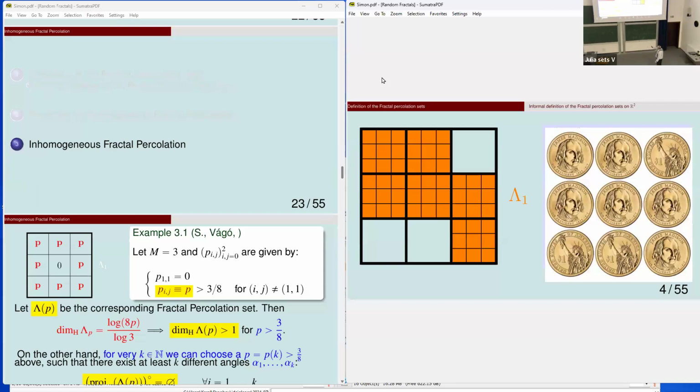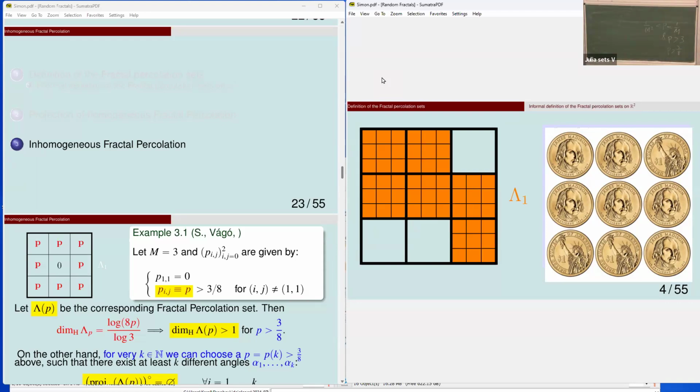Now, if you do this, then how many squares do you have? Not 9, but only 8. And each of them is retained with probability P. So the assumption is that the Hausdorff dimension, which is given by this formula, is bigger than 1. This is bigger than 1 if P is bigger than 3 over 8.